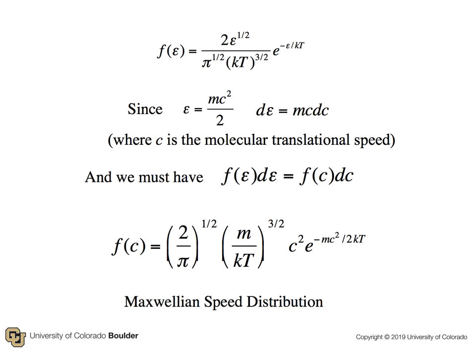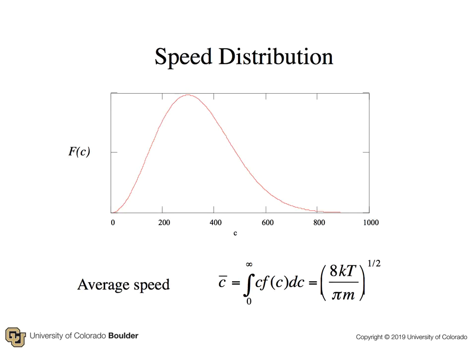This is a Gaussian function. Anything e to the independent variable squared over some other number is known as a Gaussian function. So the Maxwellian speed distribution is a so-called Maxwellian function, and we will run into this idea later. So here is a plot of the speed distribution. The average speed is just the integral of c f of c dc, and that turns out to be 8 kT over pi m to the 1/2 power.